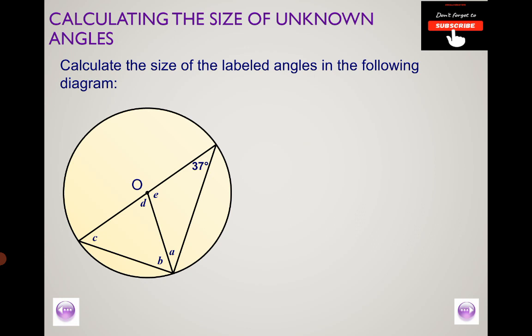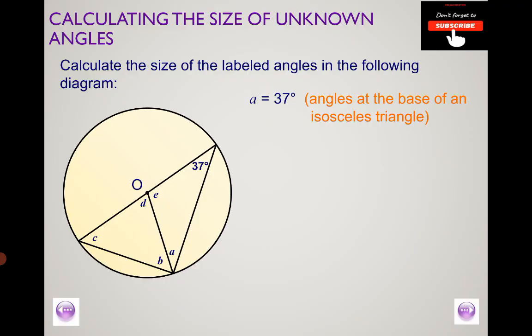Okay, so calculate the size. Here we are asked to calculate the size of the labeled angles in the following diagram. So look at the diagram. It's a circle, and this is the diameter. Then we have this radius, here is another radius, and then we have the angle labeled as 37. We have angle A, angle E, angle D, angle B, and angle C there. We are asked to find what these angles represent.